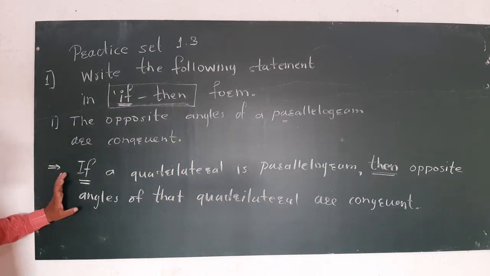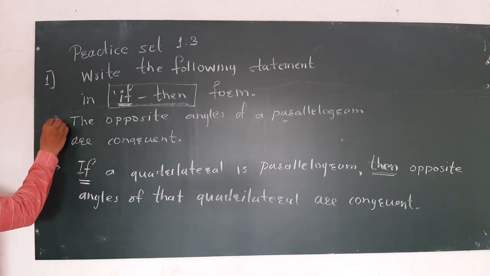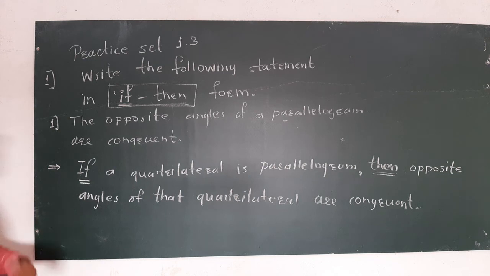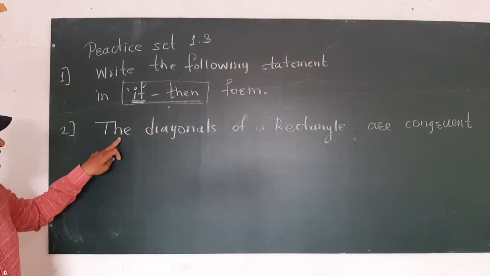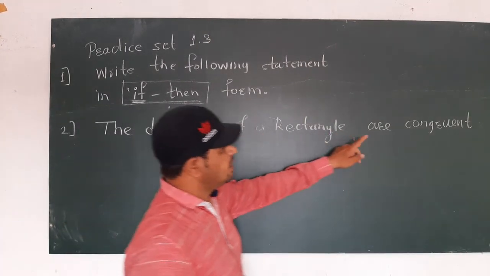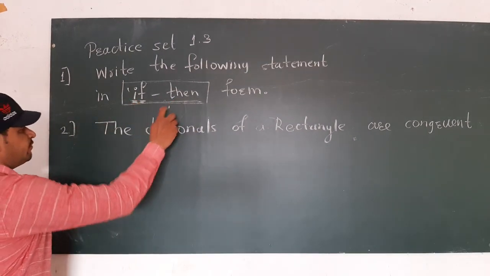This is a very simple answer. Here we have finished the first answer of the first statement. Now next we will see the second statement. Second statement is that the diagonals of a rectangle are congruent. So we have to write here in if and then form.